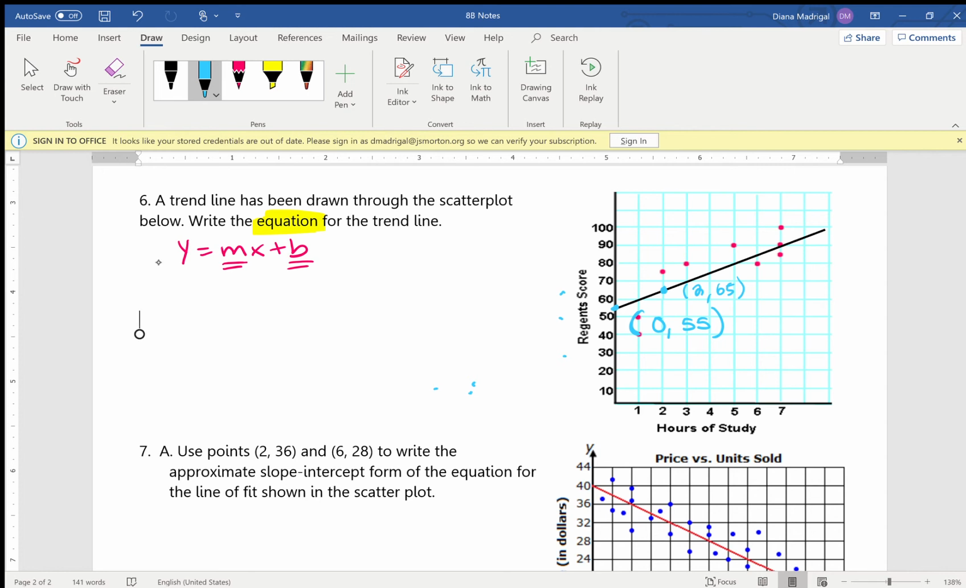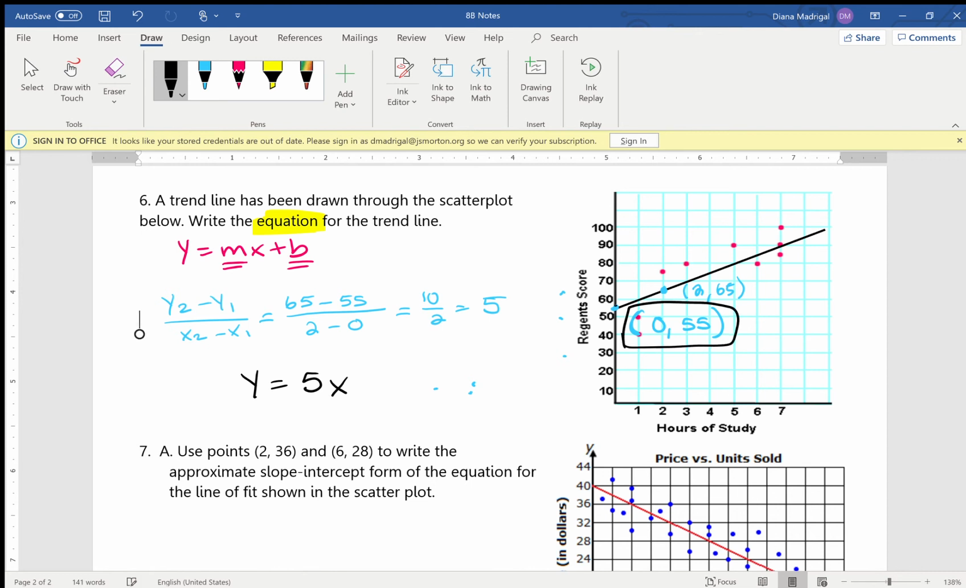And remember, I use y2 minus y1 over x2 minus x1 to find my slope here. So 65 minus 55 over 2 minus 0 gives me 10 over 2, which is 5. So my slope is 5, so I have enough information to write my equation. y equals 5x, and then b. B is the starting point, which I already have, right here. My y-intercept for that one is 55, so it's going to be plus 55. And that's how you write the equation.